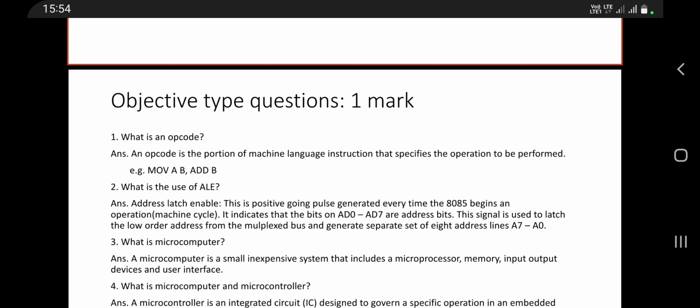Next is, what is the use of ALE? ALE is called address latch enable, and you know that this is a positive going pulse generated every time the 8085 begins an operation, and it indicates the bits on AD0 to AD7 are the address bits. This signal is used to latch the low order address from the multiplexed bus and generate a separate set of 8 address lines, that is A7 to A0.